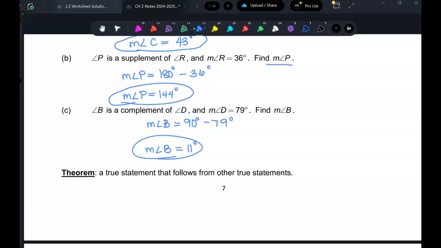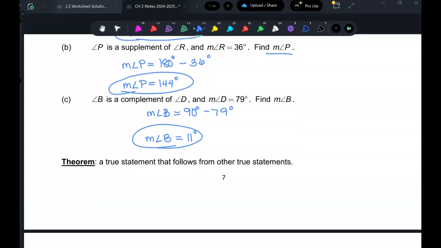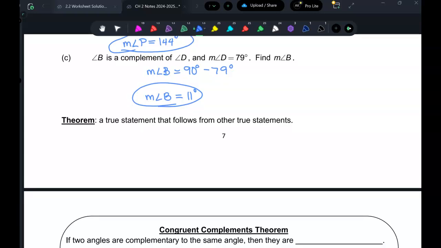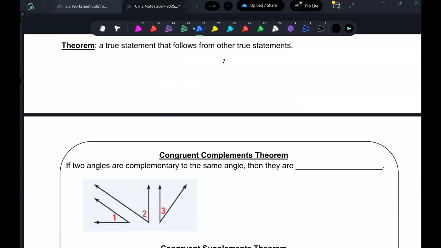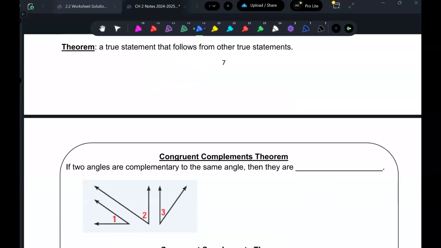We had 3 new terms: complement, supplement, adjacent. Okay, a theorem. A theorem is just a statement that follows other true statements. Things like if you have a theory, like in science class, what we need to do is prove it. Now, we're not going to do geometry proofs in this class, but we are going to apply the theorem.